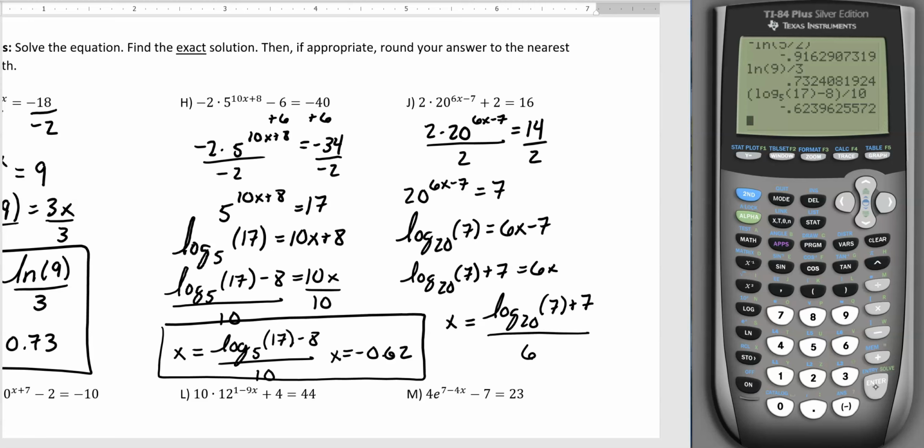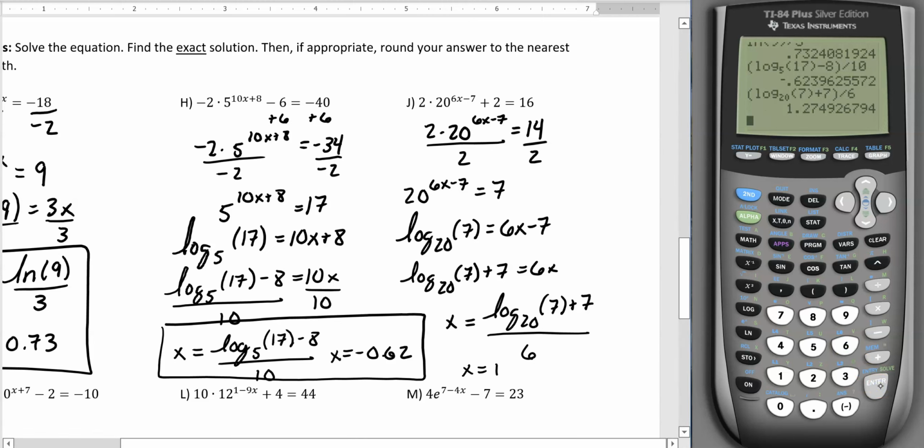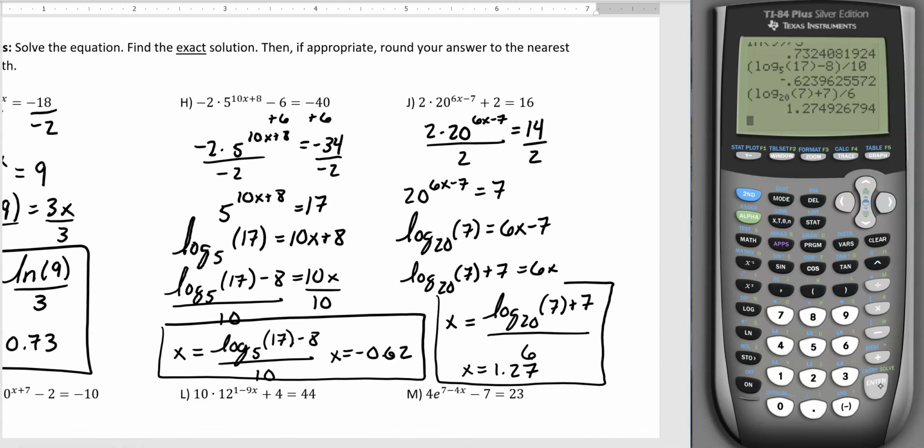So again, careful putting this in our calculator. We're going to put parentheses around the entire numerator. So math, alpha, math, log base 20 of 7, and then plus 7. Close that parentheses to say we need to do the numerator first, and then divide that by 6, and we get 1.27. That would be our rounded value. So again, 2 answers for these. The same value, one's presented as the exact value, one's presented as the rounded value.